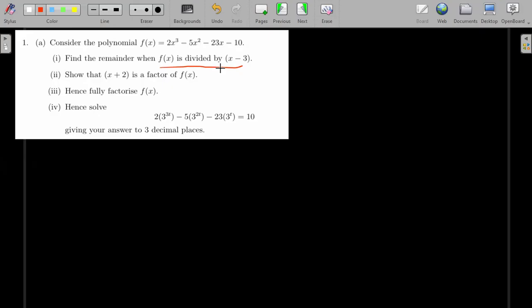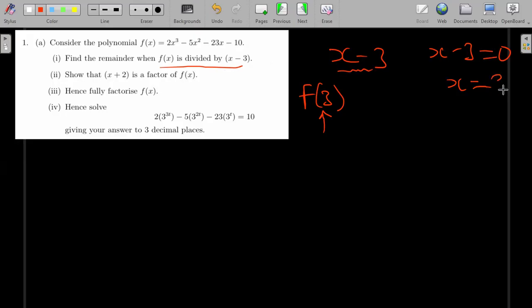By the remainder theorem, the remainder when f of x is divided by x minus 3 is found by f of 3. So where are we getting this 3? We just equate this factor to 0, and then you solve for x, and we find 3. You get this 3, you substitute it into the function, and that is what will give you the remainder.